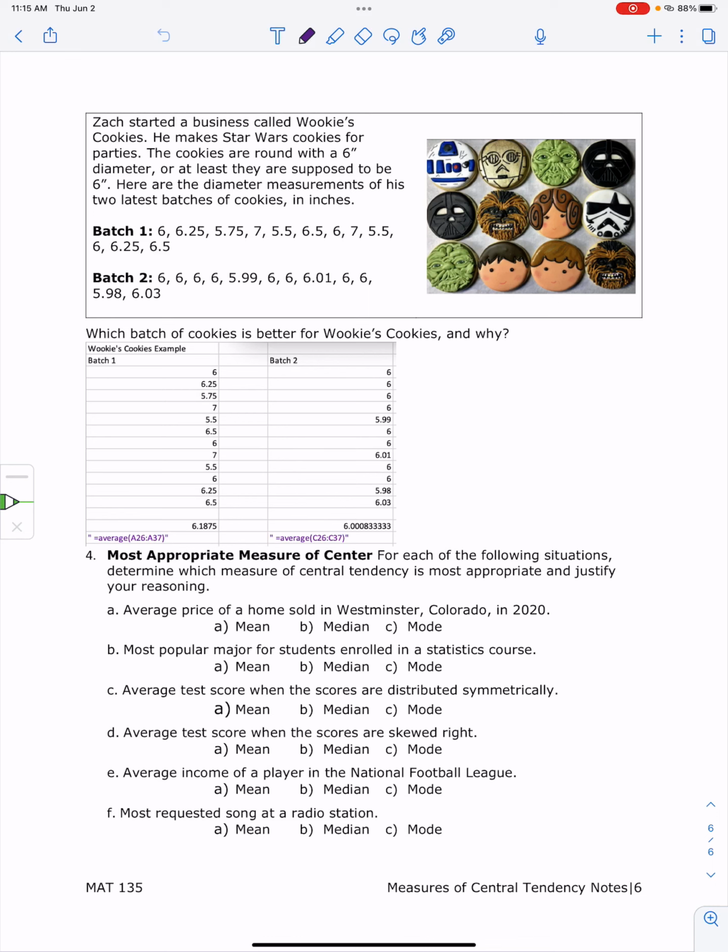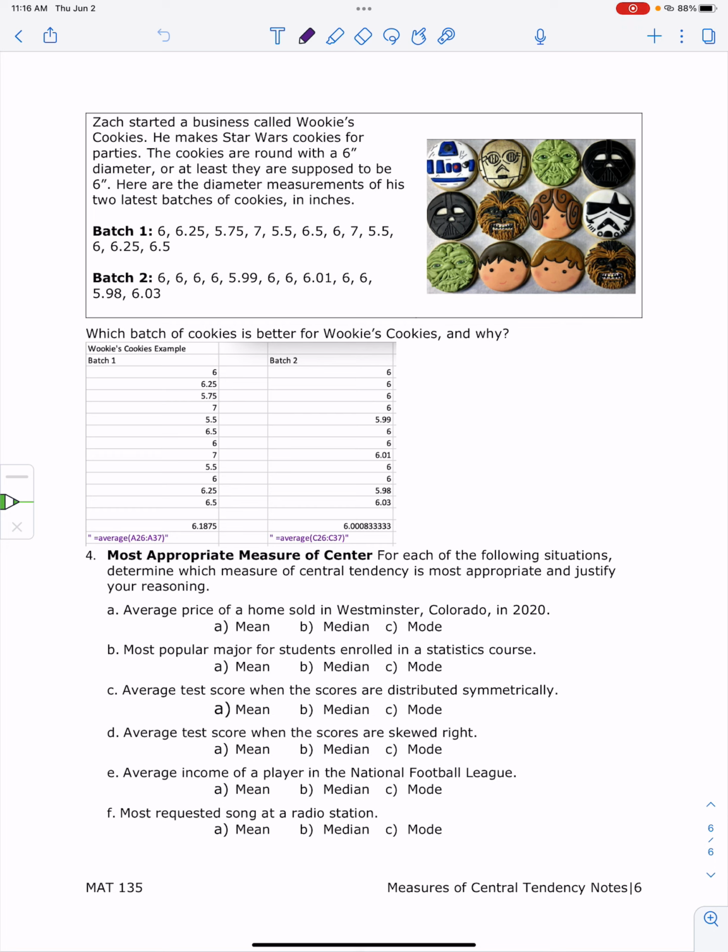For the Mod 4 Part 2 notes, this is page 6. So we're going to start with an example. Zach is starting a business called Wookie Cookies. He makes Star Wars cookies for parties. The cookies are round with a 6-inch diameter, or at least they're supposed to be 6 inches.